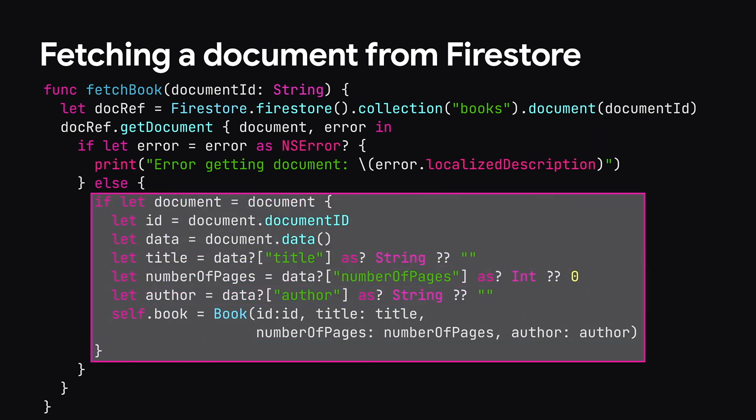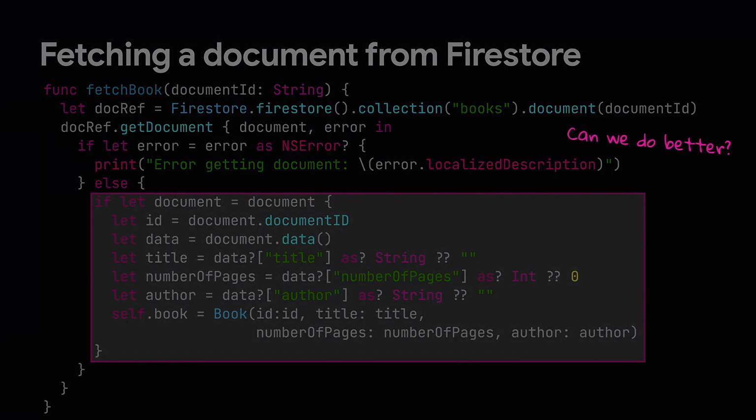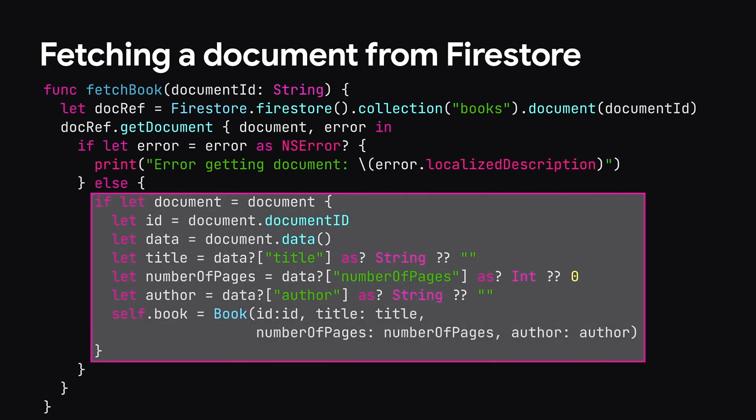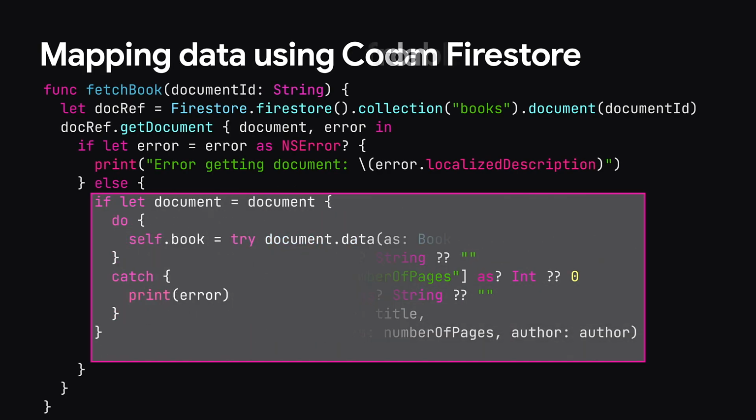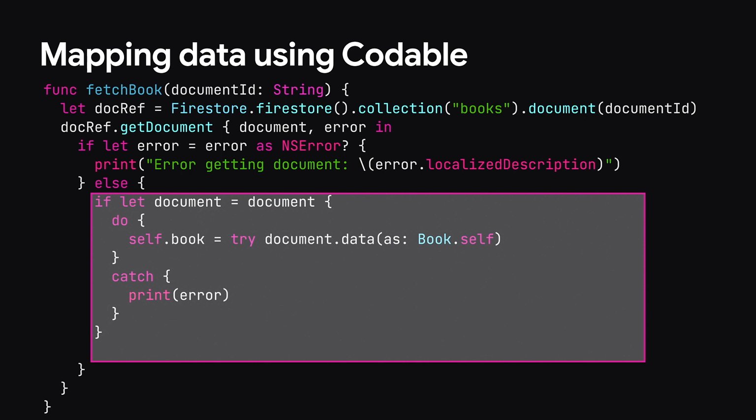Let's take a closer look at how we map the document attributes. So we read them individually using the subscript syntax, and that's okay, but quite cumbersome and not very type safe. Just have a look at all those checks and default values. So the question is, can we do better? And of course, the answer is yes, we can. So here's the code again, and now we replace it with this code snippet.